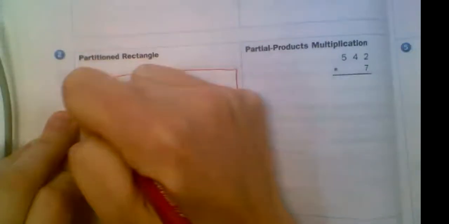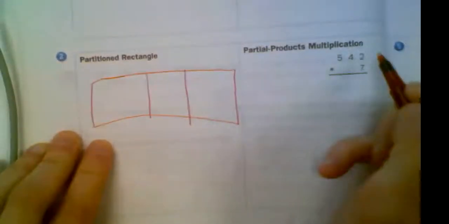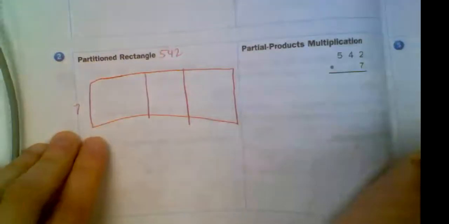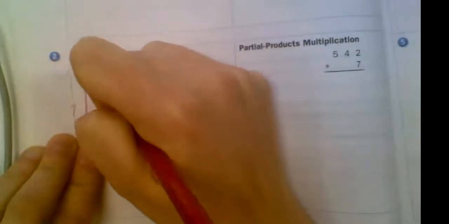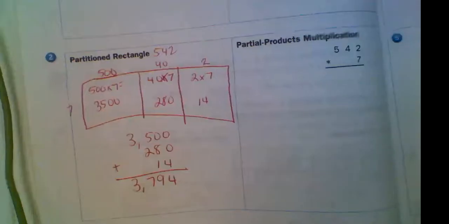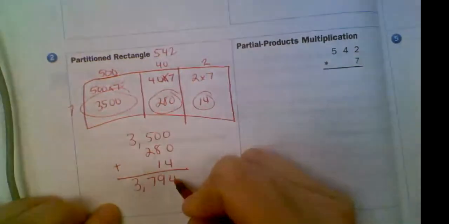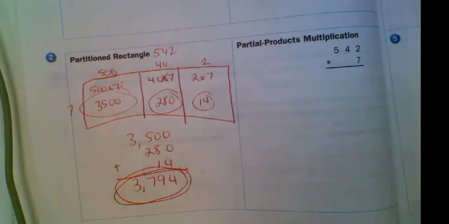So I see we're going into the hundreds place, so I'm going to give myself some extra room. 542 is our total answer times 7, or our one side times 7. So we go 542. So 500 times 7. Okay, you start filling in and unpause when you're done. Okay, so we got 3,500 in our first spot, second box, 280, and 14 in the last. Added them together, 3,794.